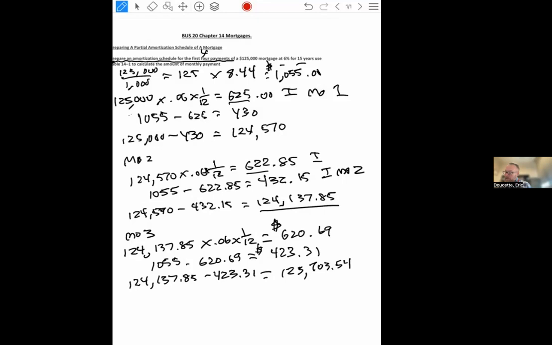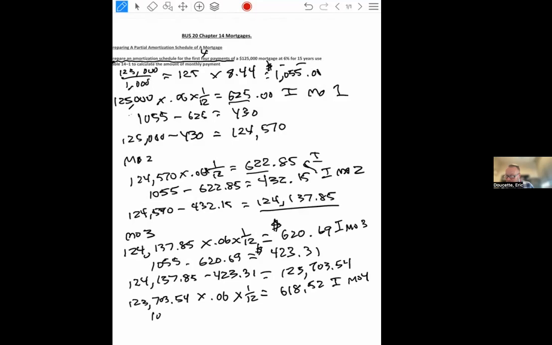So this was my interest month 3. This was my interest month 2. All right, last one then. So $123,703.54 times 0.06 times 1/12 equals. So my next payment, I get another $618.52 of interest month 4, taken out of my payment.